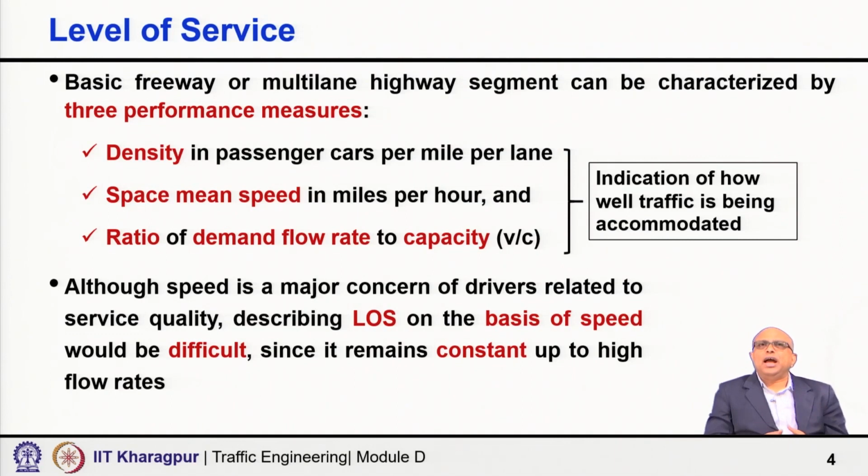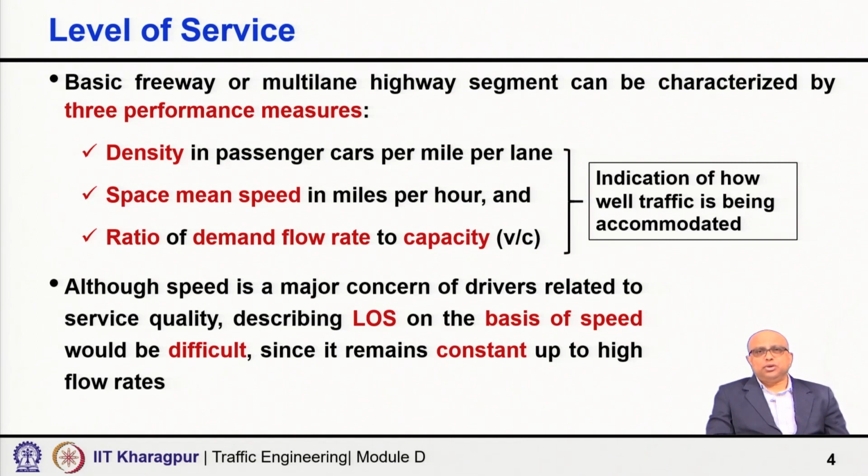For basic freeway and multi-lane highway segments, several performance measures may be considered. For example, we can consider density in terms of passenger cars per mile per lane, or space mean speed in miles per hour, and even the ratio of demand flow rate to capacity, or generally the demand to capacity ratio. All these are possibilities while we are thinking about selecting a suitable performance measure.